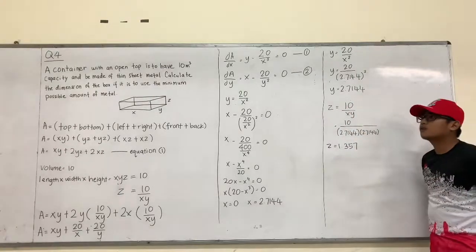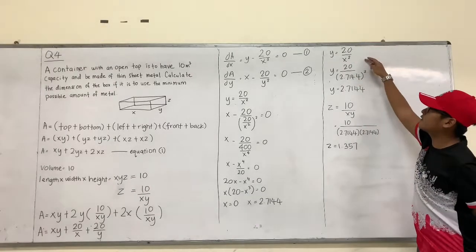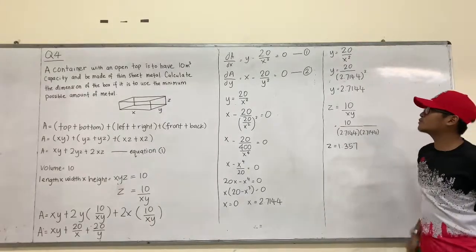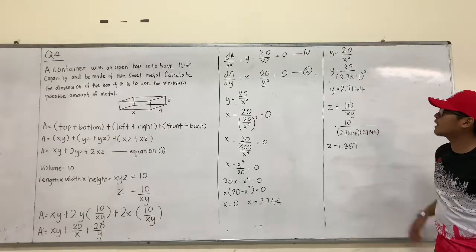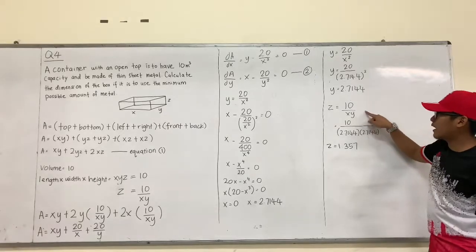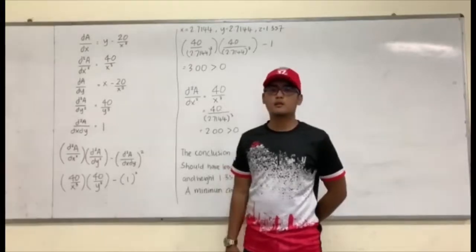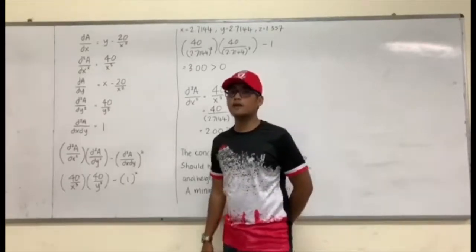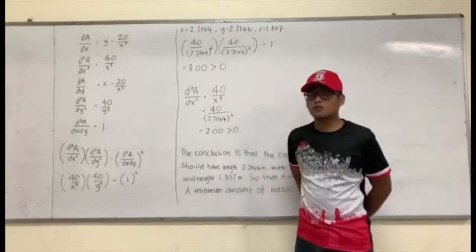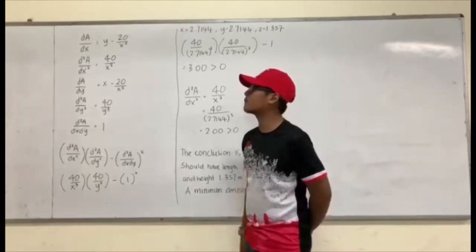At this time, we need to find the value of y and z. By using this equation, y equal to 20 over x squared, we will substitute the value of x that we found before into this equation, and we can get that y is equal to 2.7144. And then by using z is equal to 10 over xy, we will substitute all the values of x and y, and we can get that z is equal to 1.357. Next, we need to use the second derivative test to determine whether x equal to 2.7144, y equal to 2.7144, z equal to 1.357 will give the minimum total amount of metal.